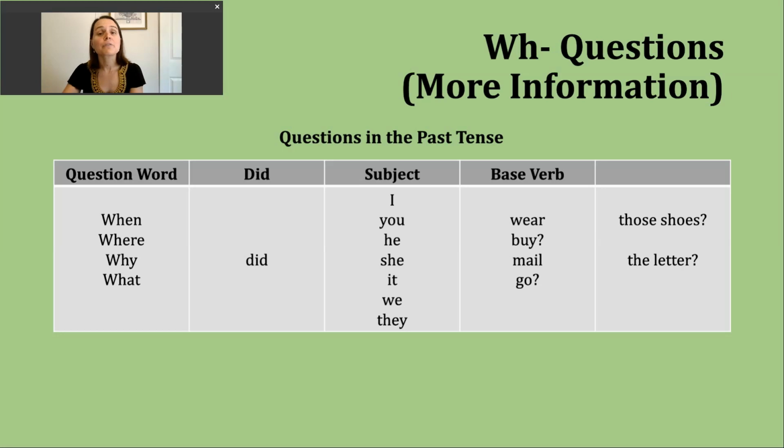So hopefully my chart here will help us see all the pieces we need to make this type of question. So the first thing we want to do is start with a question word. Then we'll use did. This is our past tense form of do. Then you'll have a subject and then a base verb.